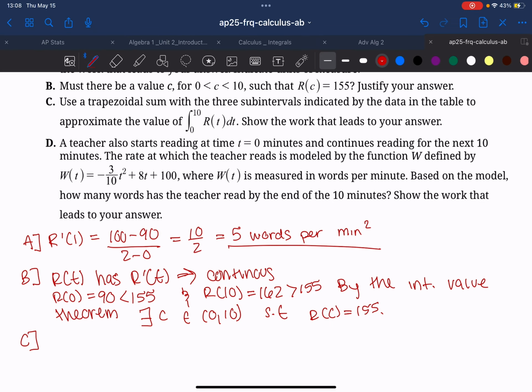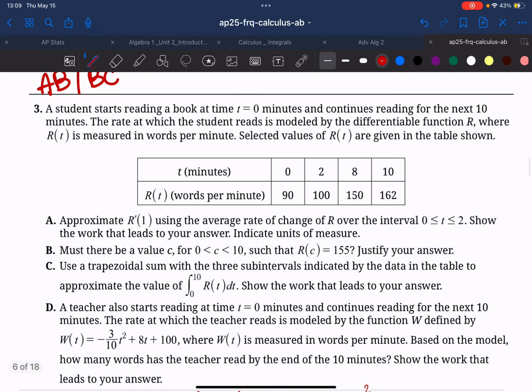Part C. Use a trapezoidal sum with the 3 subintervals indicated by the data in the table to approximate the value of the integral from 0 to 10 of r of t dt. Show the work that leads to your answer. Okay, so the integral from 0 to 10 of r of t dt is approximately, and what I'm doing here for the trapezoid formula is looking at the distance between the t minutes in the table. So I see that the distance between these is 2, the distance between these is 6, and the distance between these is 2.